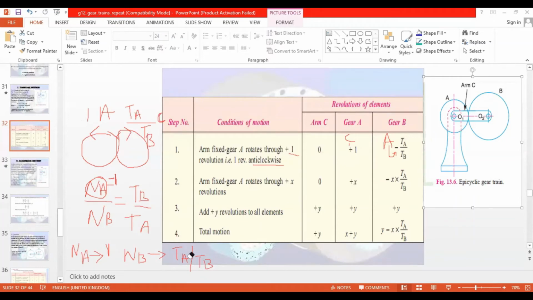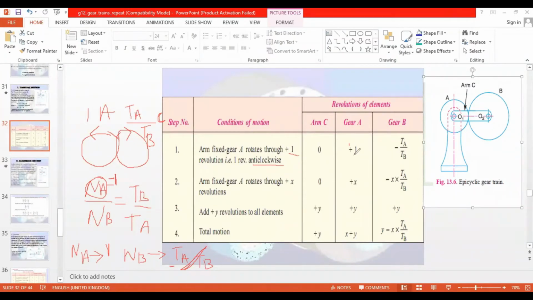So what will happen if A is making X revolutions? Arm fixed, A rotates through 1 revolution, B is at TA upon TB anti-clockwise, so there's a minus. Now, arm fixed, gear A rotates through plus X revolutions. Here that was 1 revolution, now it is X revolutions. So we will simply multiply these entire values by X. Here I have 0, 0 multiplied by plus X, we will not have anything against 0.